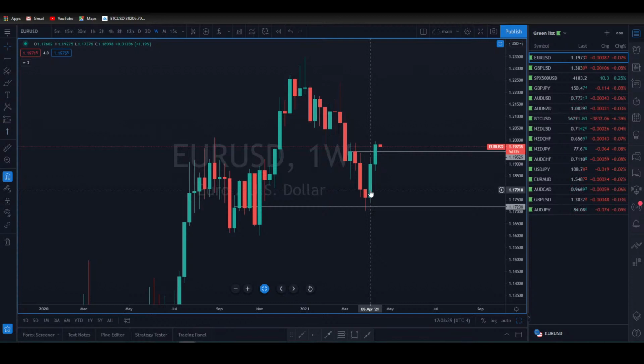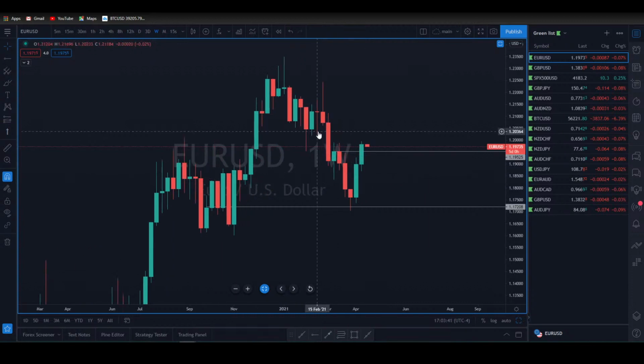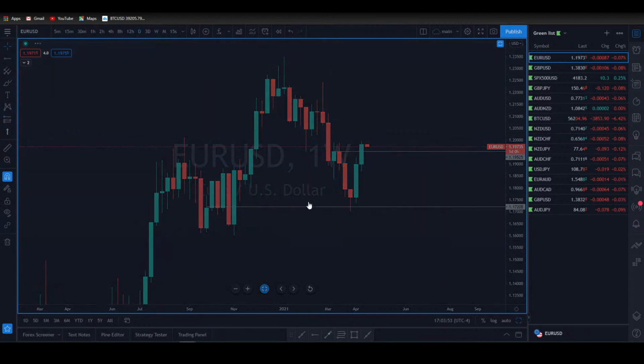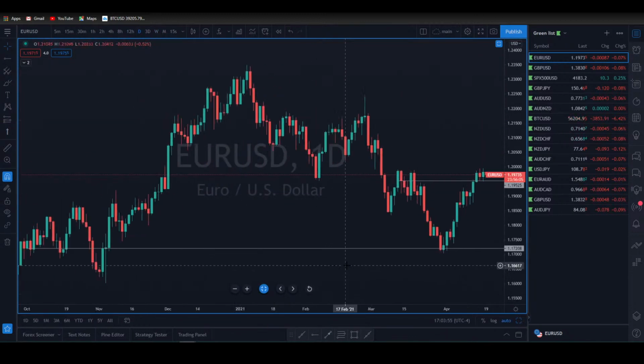Hello, hello, hello. So moving on, right here you can see you did break and hold. This closure on a weekly basis was an important close. So you can look for price to push back down into that level. That level is 1.19525. Let's go look at this on a daily time frame.